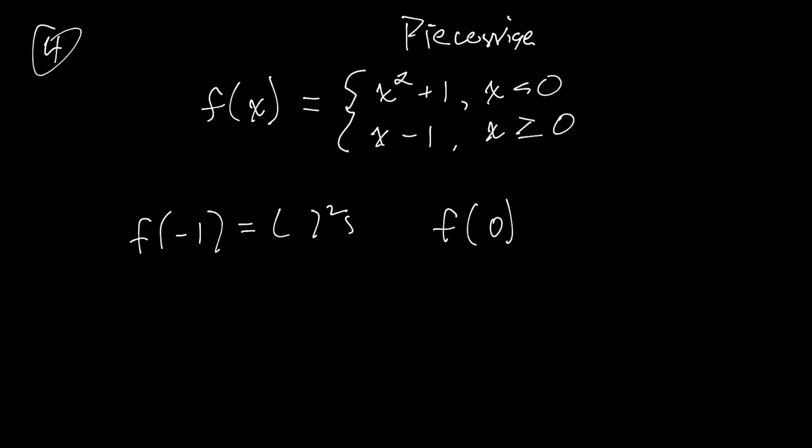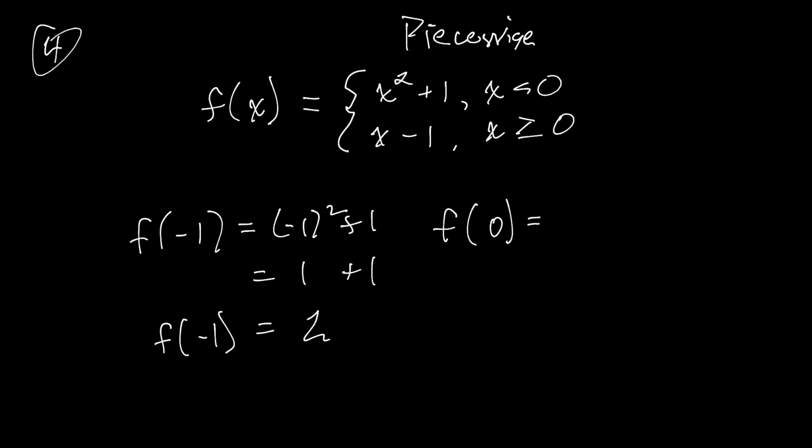parenthesis x squared plus 1. And here's where it is important to note that this is part of my base number. So that's negative 1 times negative 1. So negative 1 squared is, in this case, positive 1. So that would be 1 plus 1, in other words, 2. So f of negative 1 equals 2.